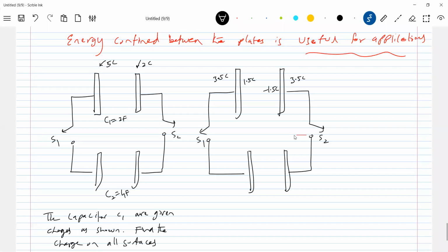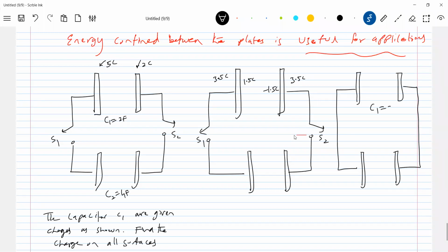Next, after this, I'm going to close the switch. After closing the switch, what will be the charge on all surfaces? What we are trying to analyze is how capacitor C1 will share charge with capacitor C2. C1 is how much? 2 farad, C2 4 farad.